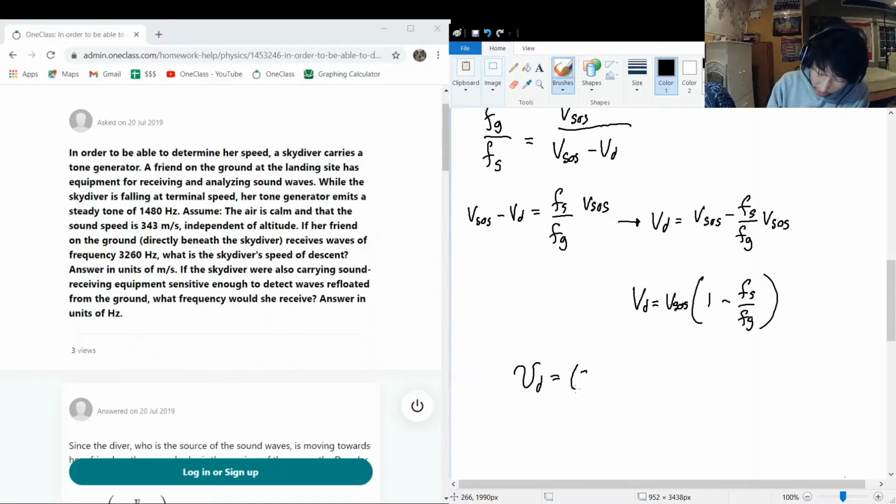So the VSOS, that was 343 meters per second. Here we have 1 minus, now what was the source? The source was 1480 hertz. So 1480 hertz over 3260 hertz.